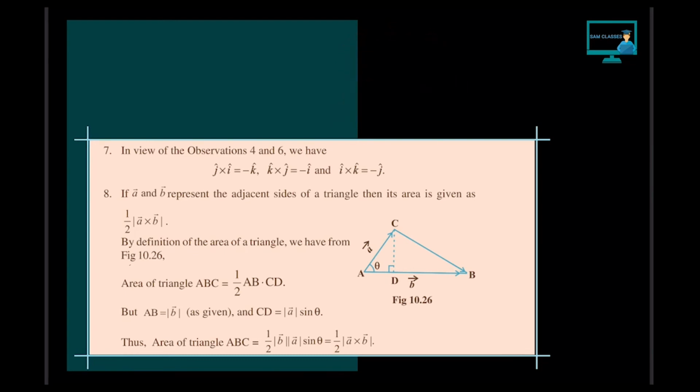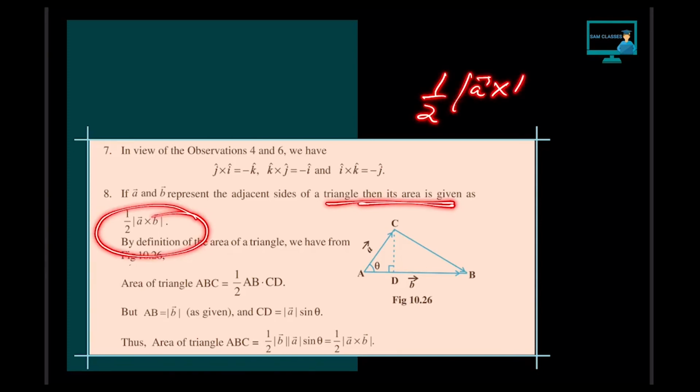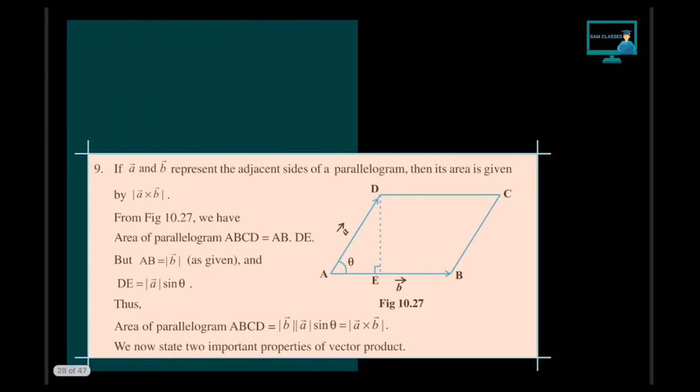Now, what are the applications of this? Whenever we want to find the area of a triangle, it is half of mod of a vector cross b vector. For a parallelogram, what will happen? It will be double.